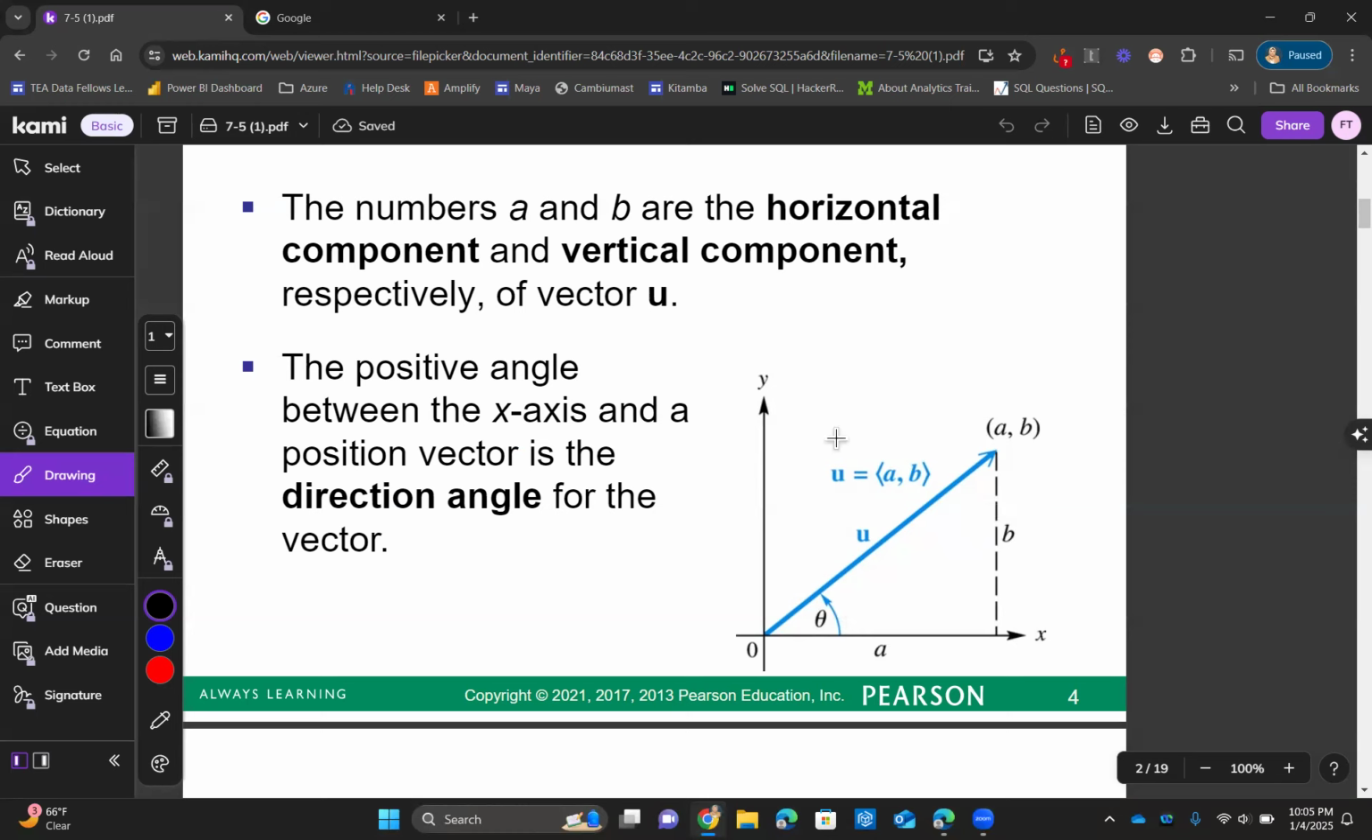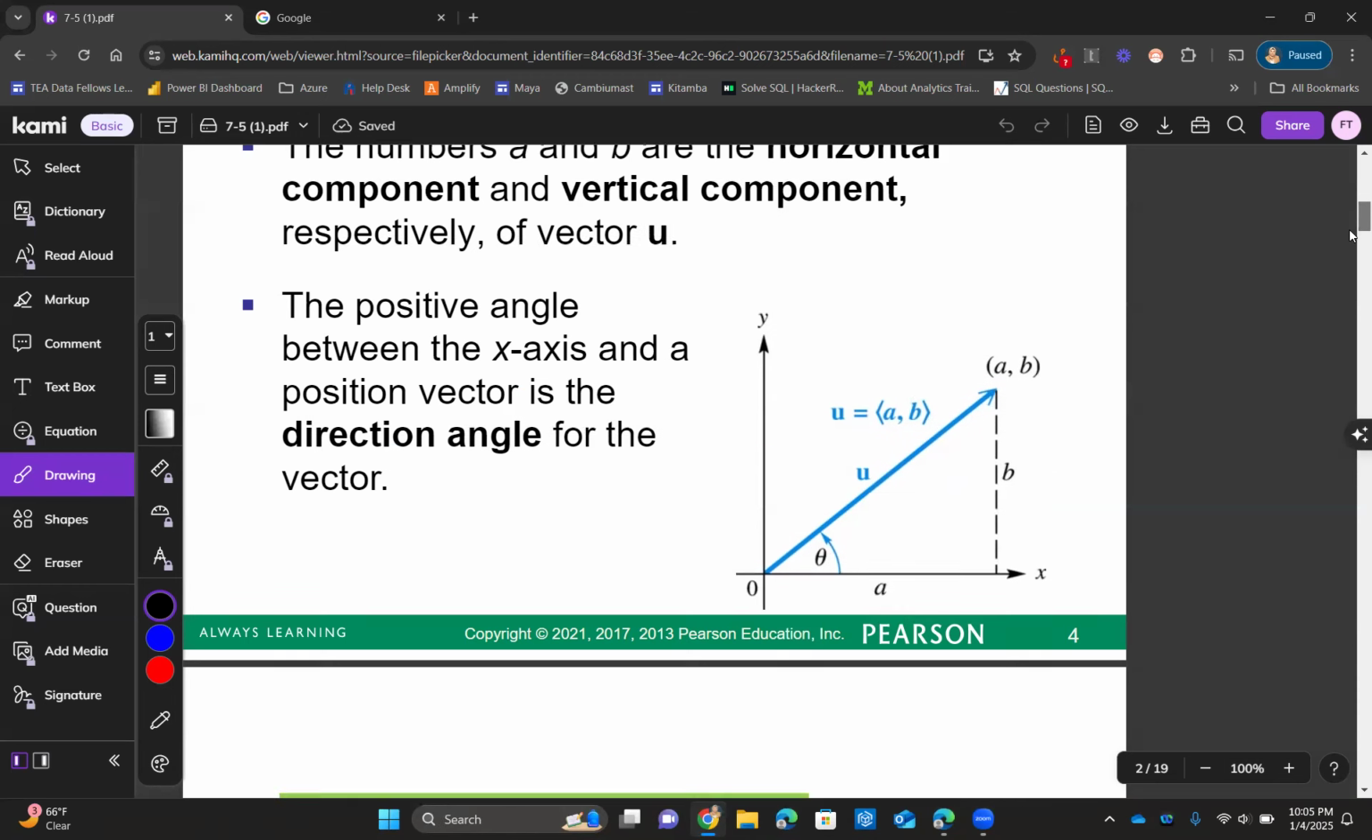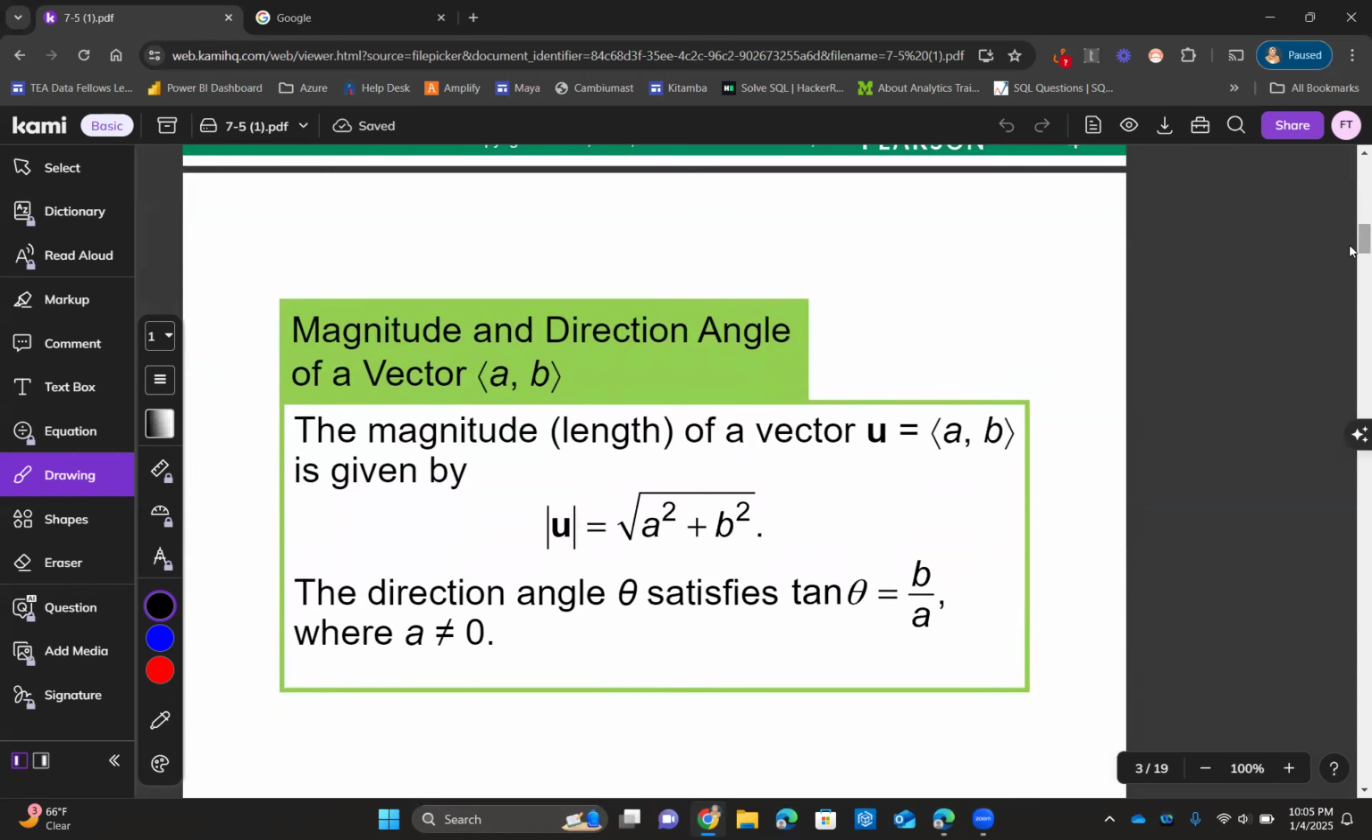And then if you look at the vector notation, they use these symbols, and its x value is called a, and its y value is called b. So vectors have two components, the x value and the y value. And this is some of the homework questions under this title, magnitude and direction angle of a vector.